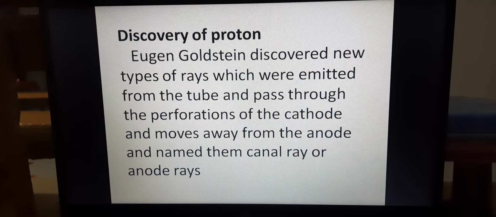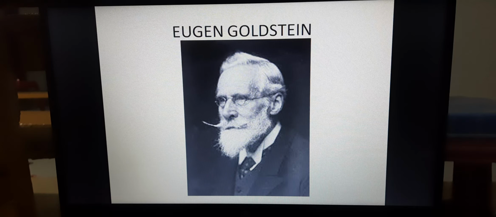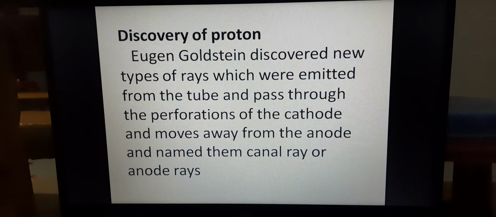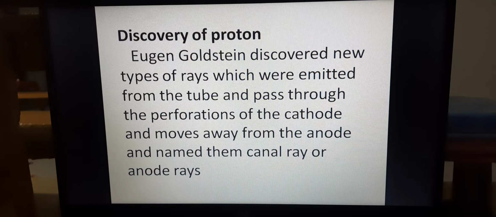Next, Goldstein, Eugen Goldstein. He discovered the proton. Eugen Goldstein discovered new types of rays which were emitted from the tube and passed through the perforations of the cathode. He kept a perforated cathode, that is, a cathode made up of many perforations, just like a sieve. He saw that some rays were coming towards the cathode and moving away from the anode, and since the cathode is perforated, they were penetrating through the cathode.